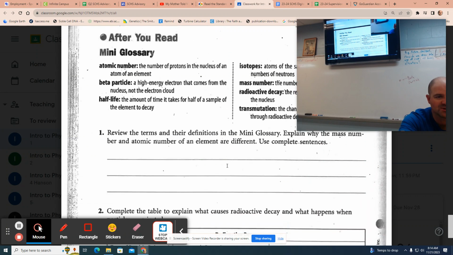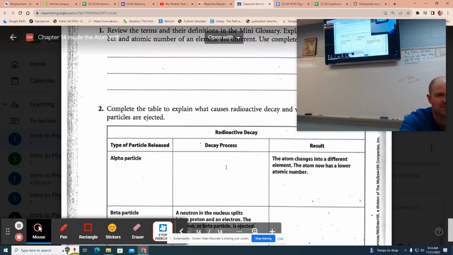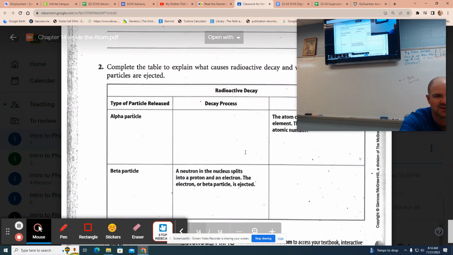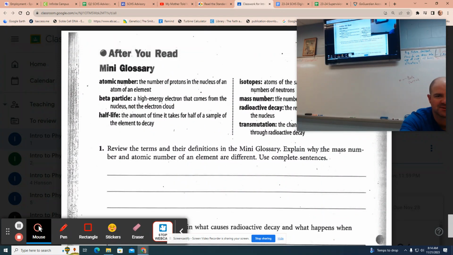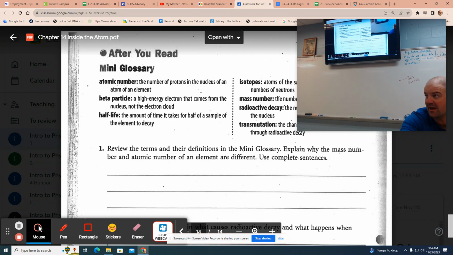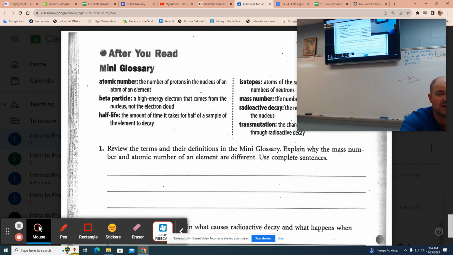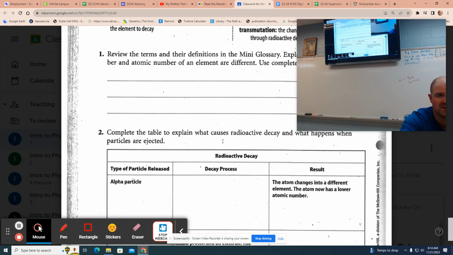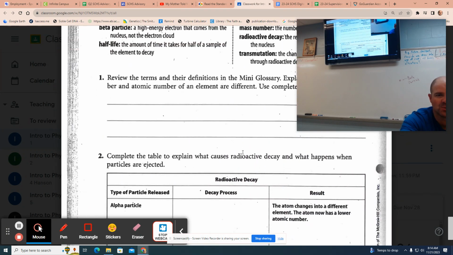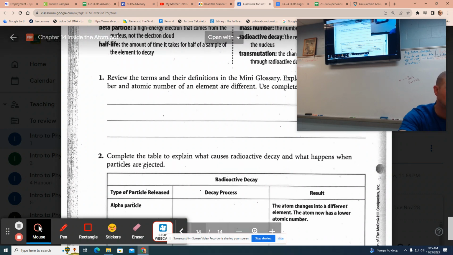And then you got a couple questions to answer, just two, although this one's got a couple boxes for you to fill in. Review the terms and their definitions in the mini glossary. Explain why the mass number, or atomic mass, and the atomic number of an element are different. Use complete sentences. That should be fairly easy. And then complete the table to explain what causes radioactive decay and what happens when particles are ejected.